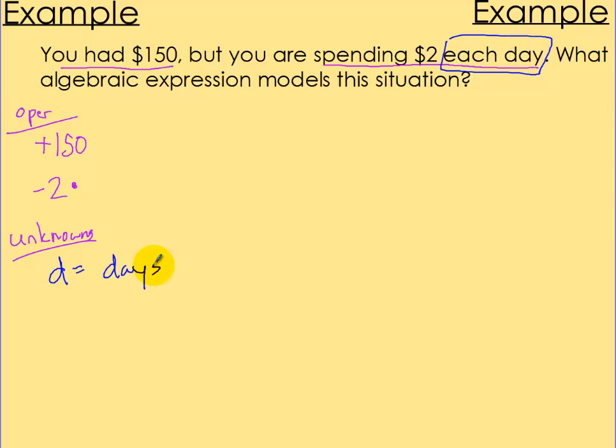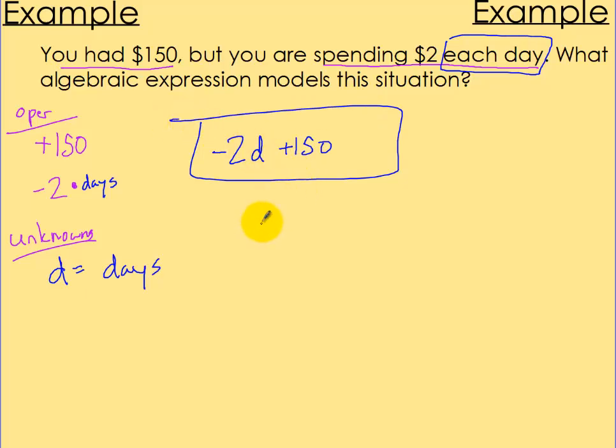What algebraic expression models this situation? I want to model how much money I have. So D for days, and here are my operations. I'm multiplying -2 times days. My days is D, so it'll be -2 times D, which is just -2D. And plus, I had 150 at the start, so I'm going to do a plus 150. And there's my expression: -2D plus 150.